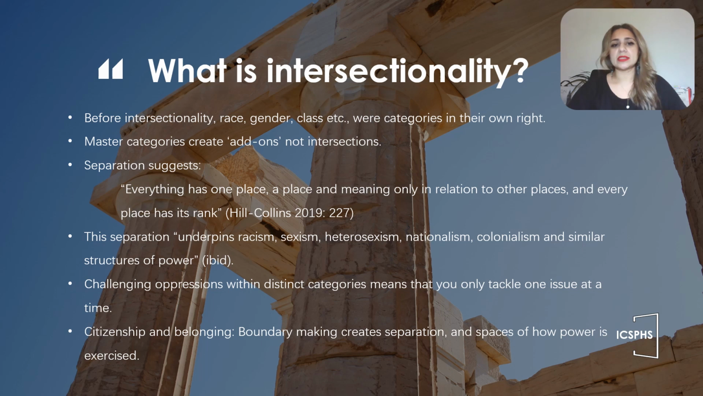Intersectionality also highlights how systems of oppression such as racism and sexism are interconnected and mutually reinforcing. The framework is often used in fields such as sociology, feminist theory, and critical race theory to analyze how multiple forms of oppression interact and impact on individuals and communities.